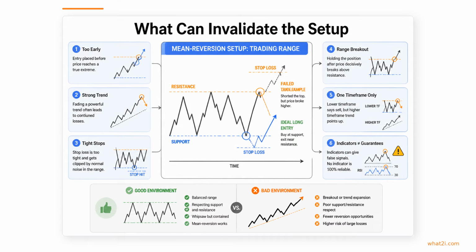Most failed mean reversion trades come from using the idea in the wrong conditions or managing it poorly. Common problems include entering too early, trying to fade a strong trend, placing stops so tight that normal noise takes you out, or staying in after the market breaks out of the range.